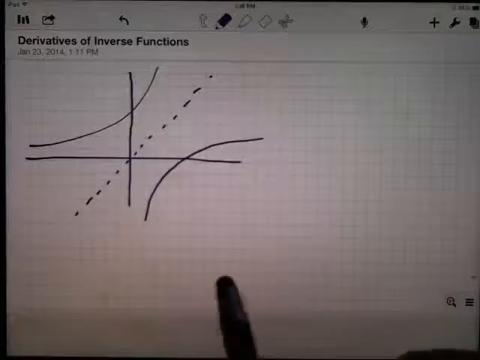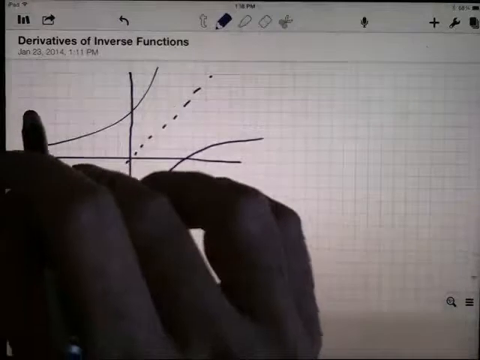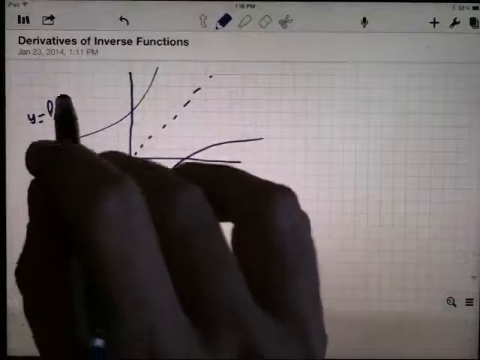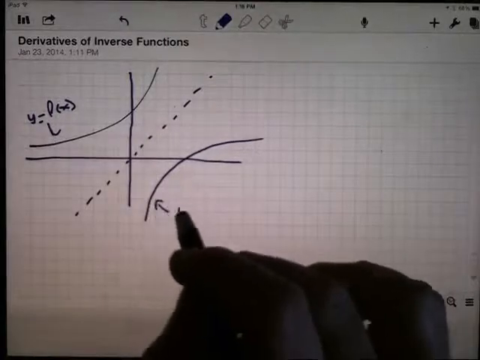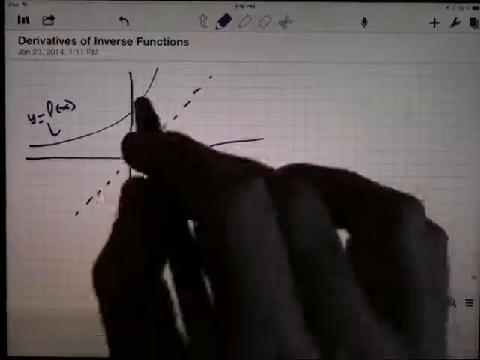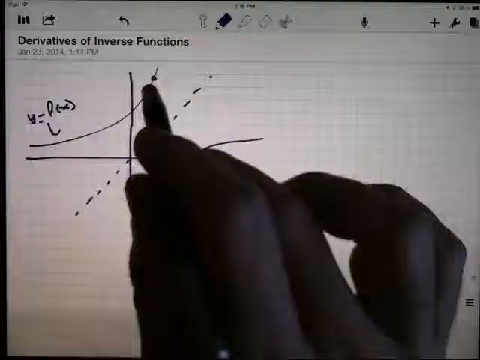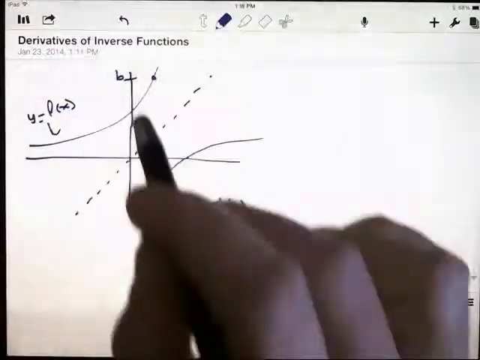Then what I want to do is look at how slopes of this curve, this was y equals f of x, will tell me about slopes of this curve, y equals f inverse of x. Okay, so let's pick a point here on the graph of the function. So this is a and this is b.